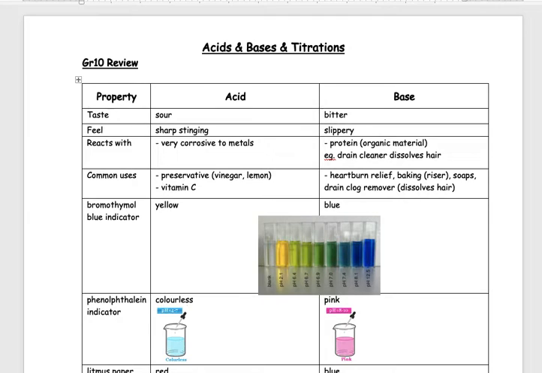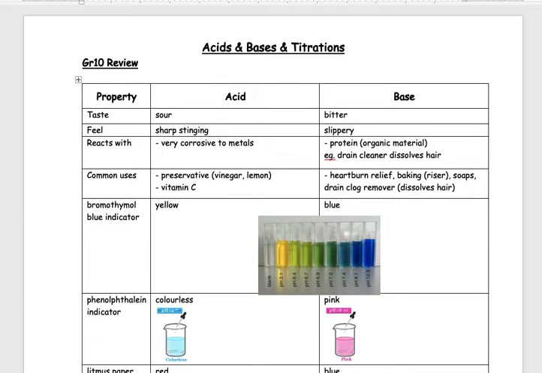We're going to be reviewing some properties of acids and bases, and then moving on into a procedure called titrations, where we're going to use that as a tool to find some more information using the acids and bases.